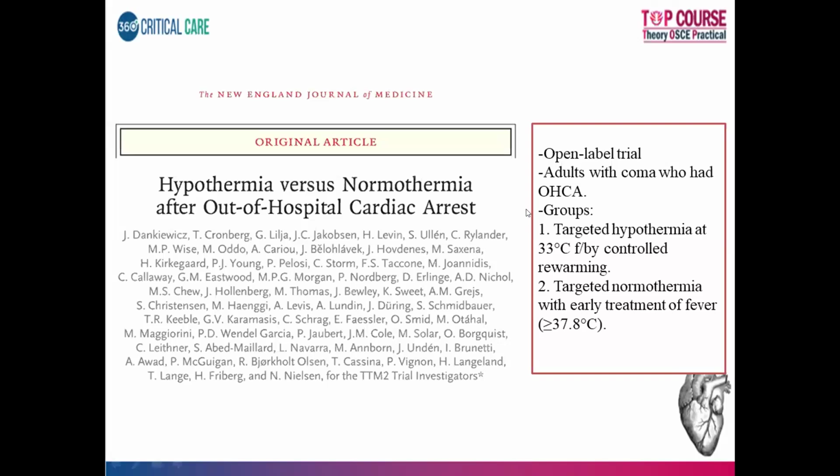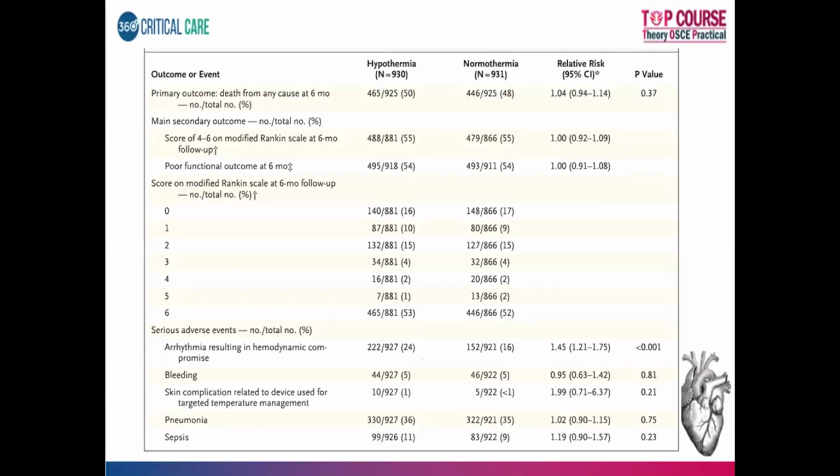So this was basically an open label trial where adults with coma who had out of hospital cardiac arrest were grouped into two things. One is targeted hypothermia at 33 degrees centigrade, followed by controlled rewarming. And the second one is targeted normothermia with early treatment of fever. That is, if the temperature is more than 37.8, then you treat the fever. Otherwise, you maintain the normothermia. So they compared these two things, and the primary outcome was death from any cause at 6 months. Okay. And if you see, there was no statistical significance in the primary outcome.